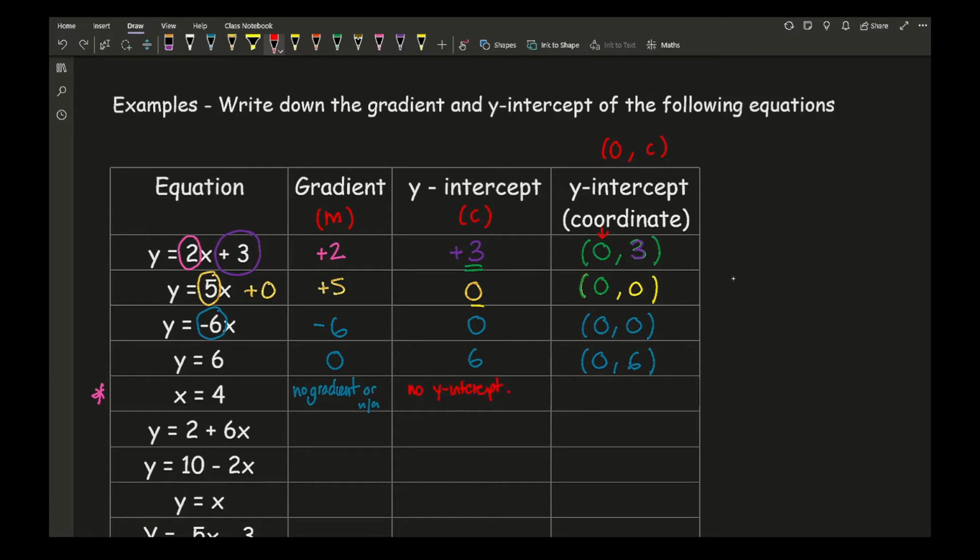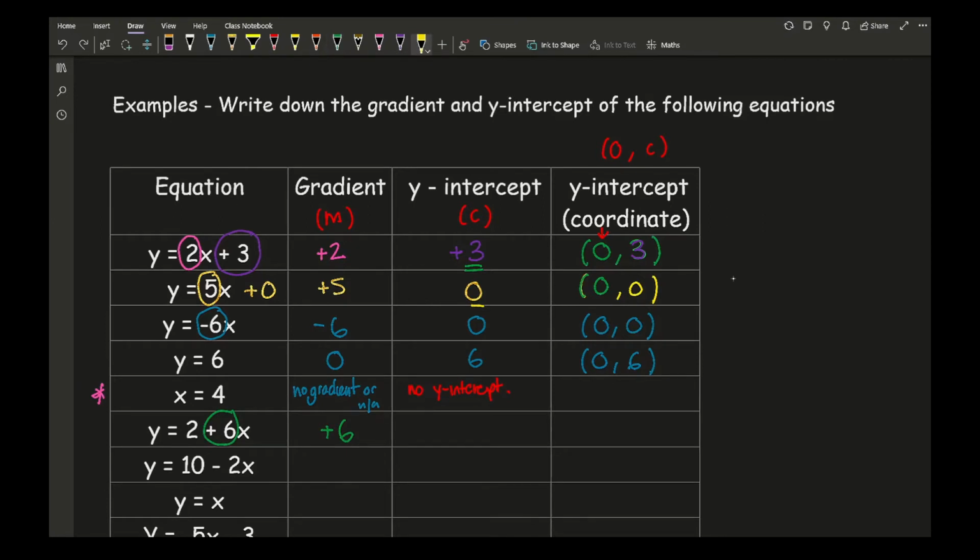And then moving on to the next question, I should really number these questions. So for this next one, again, just be wary of the order in which it's written. Don't just automatically think that the gradient is the first number that you can see. Remember that the gradient is the number of x's that you can see. Now this plus belongs to 6, so the gradient is going to be +6.